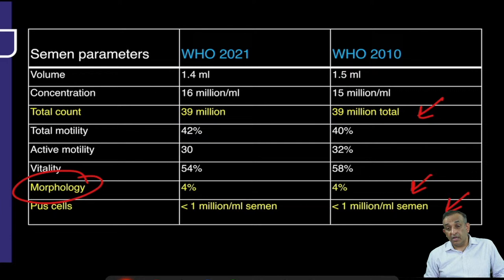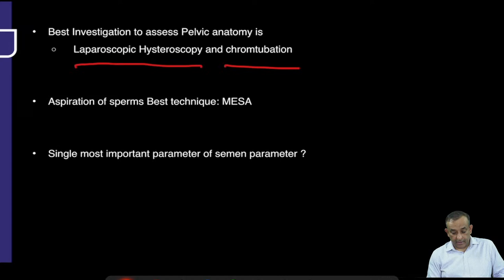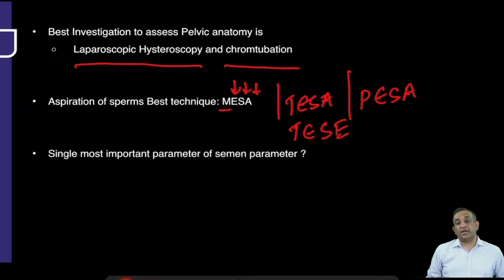Okay, best investigation to assess pelvic anatomy: laparoscopy, hysteroscopy, and chromotubation. Aspiration of sperms in an azoospermia: you can do microsurgical epididymal sperm aspiration, MESA. You can also do testicular sperm aspiration. You can do percutaneous epididymal sperm aspiration, or you can do testicular sperm extraction. These are the 4 techniques which are asked in your exams, and the single best technique is the microsurgical epididymal sperm aspiration. That is the MCQ which you have to answer.